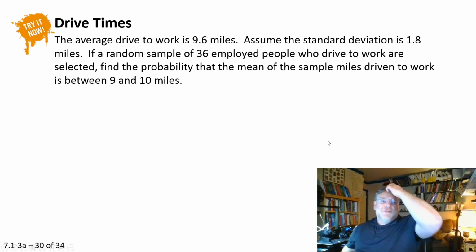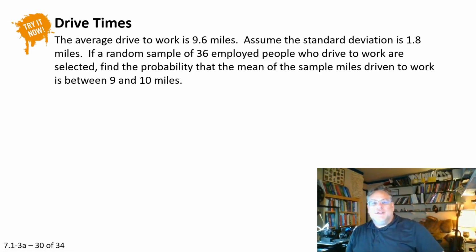Okay, so the average drive to work is 9.6 miles. Assume the standard deviation is 1.8 miles. And if a random sample of 36 employed people who drive to work are selected, find the probability that the mean of the sample miles driven to work is between 9 and 10 miles.